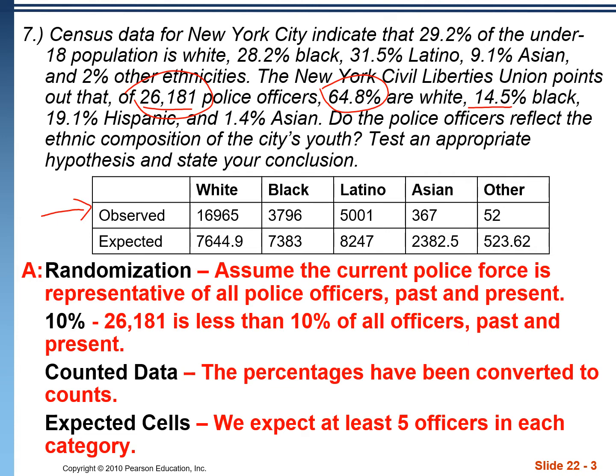For the expected values, we're using these numbers up here. And since these are expected, it's okay to have decimals. So observed must be whole numbers. Expected, it's okay to have decimals. Assumptions and conditions: randomization, 10%, we know how to do. Counted data, we're switching our percentages to counts. We have to do that. And expected cells, we have at least 5 for each category.